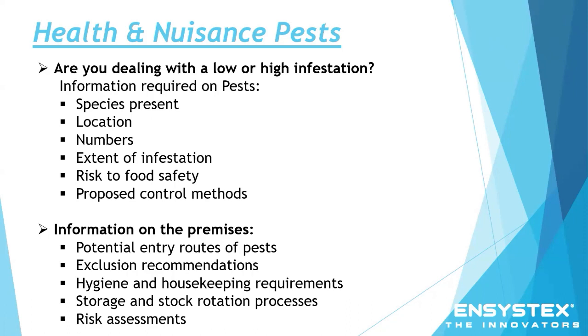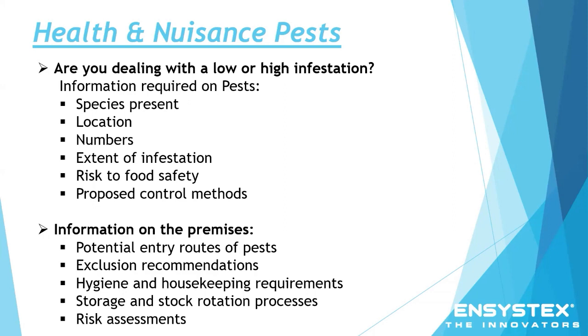Then information on the premises, potential entry points of pests. Often you'll find when plumbers come and put in new geysers or piping and so on, they break a massive hole through the wall to put their pipe through. They don't seal that hole properly. There are new entry points. You need to make notes of these. What are your exclusion recommendations for those entry points you see? It might be as simple as a shutter door that's not sealing at the bottom anymore because the rubbers are perished and broken down.